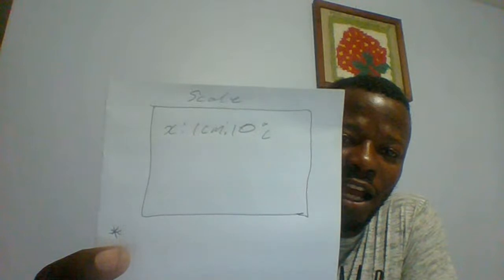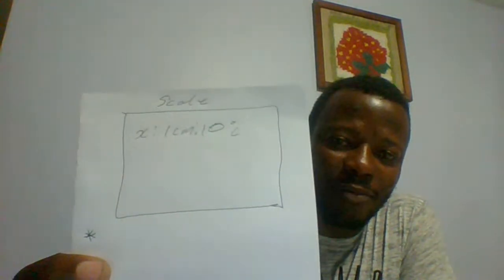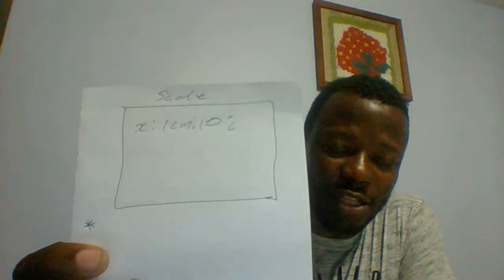So a scale would say something like, it's usually just a little rectangle at the top with scale written on the top, and it might say on the x-axis 1 centimeter represent 10 degrees Celsius. So we know that for every 1 centimeter, it will increase by 10 degrees Celsius.